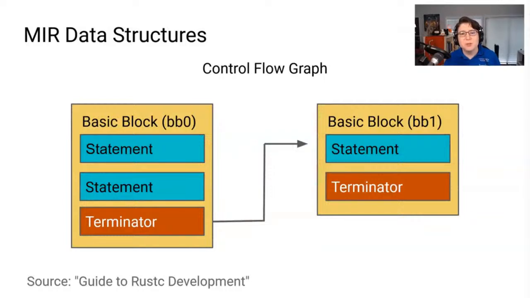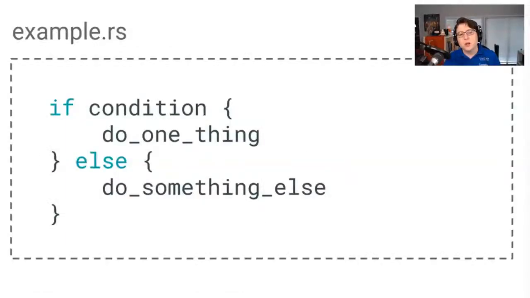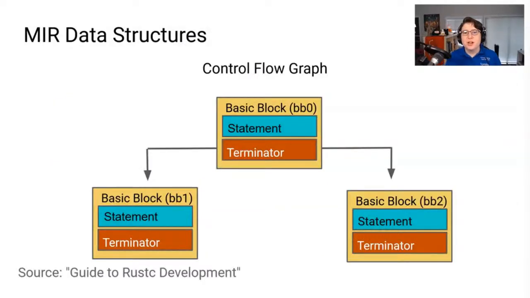This is a pretty simple example. There's only one direction the basic blocks can go. But if our code had an if-else statement, then the terminator of BB0 would have the option to either proceed to BB1 or to BB2. In this case, there is more than one path that the program can take when it encounters the terminator in BB0.